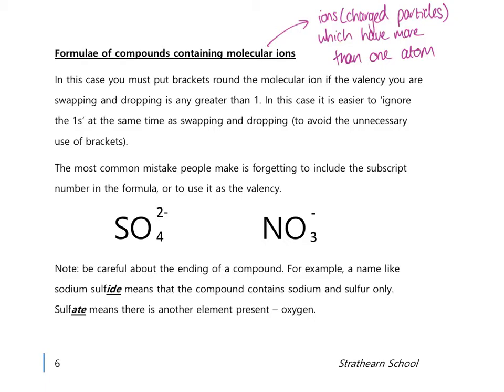So here are two molecular ions. The one on the left is the sulfate ion, and you would find that on the back of your periodic table. These ions do not exist on the front of the periodic table because they contain more than one type of atom, so you find them on the back. We'll have a look at that in a second. So it's really about working out what is the formula and what is the charge, therefore the valency.